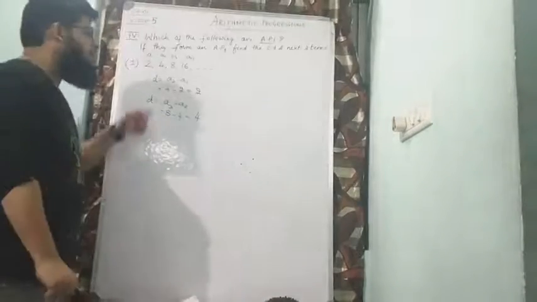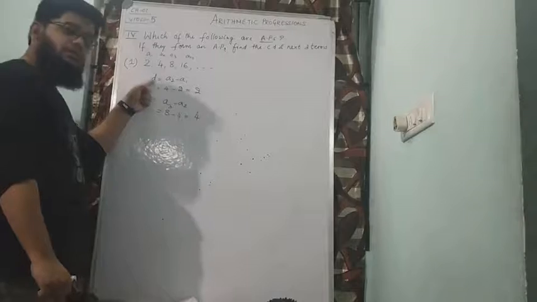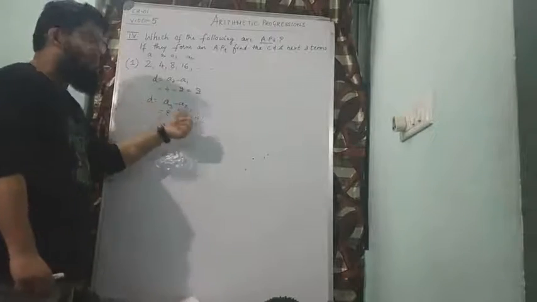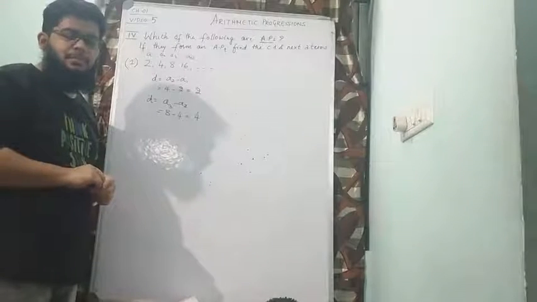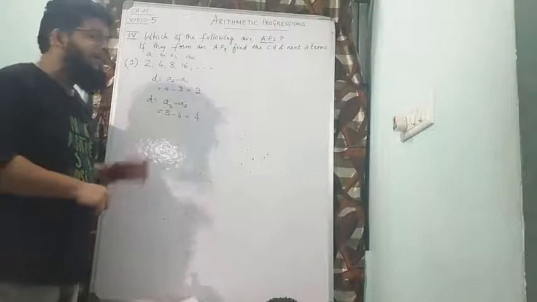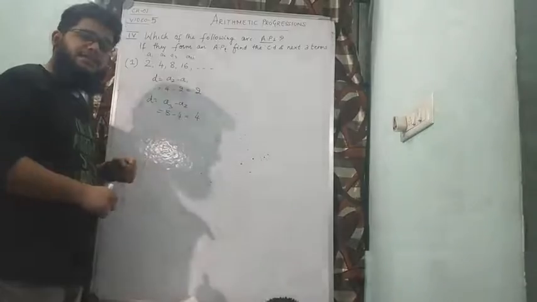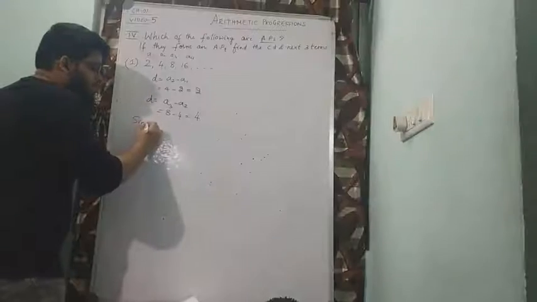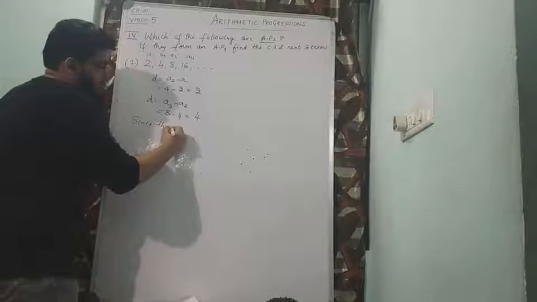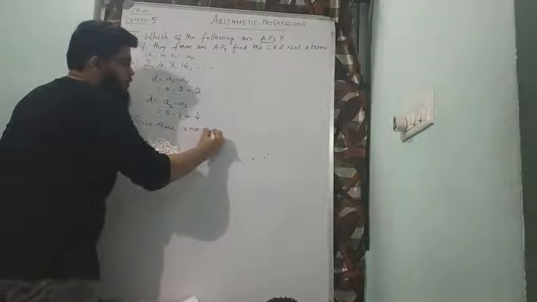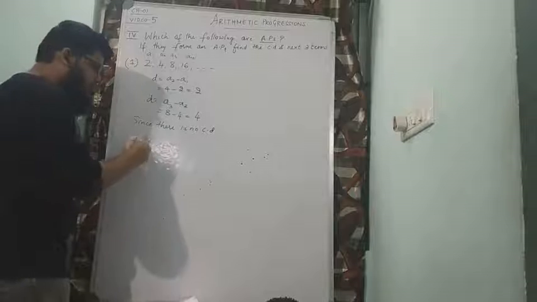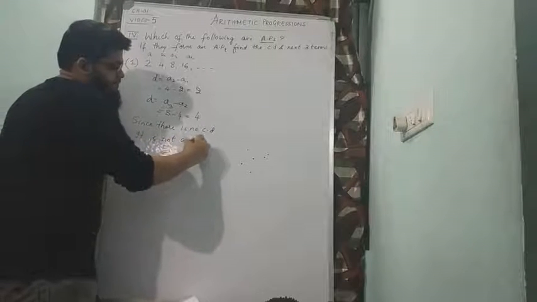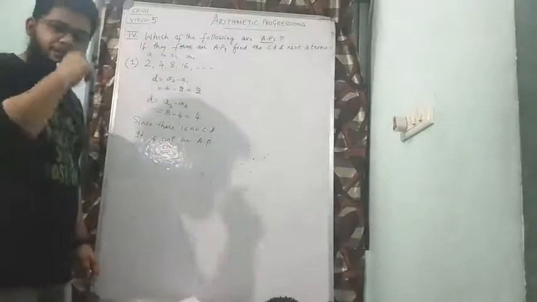Now if I clearly observe, the first time the common difference or the value of D is 2 and the second time the value of D is 4. Do you think they are same? Of course not. They are totally different. And when the value of D changes, it means that it is not an AP. So my conclusion will be, since there is no common difference at all, it is not an AP. This is going to be my conclusion.